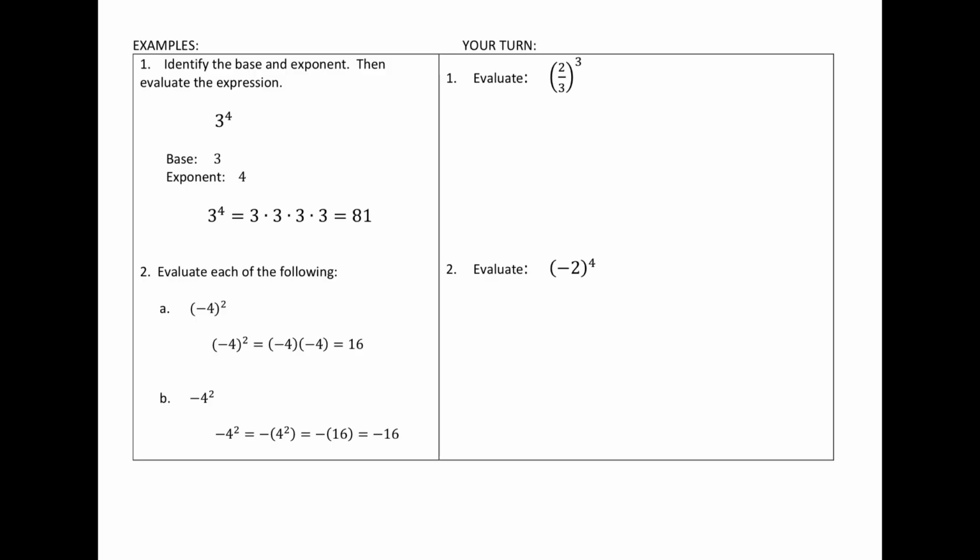Okay, so here we go. Identify the base and the exponent and then evaluate. Base is the 3, exponent's the 4. You can see that. And we did this one on the other page anyway. So 4 3's multiplied together, and then you multiply them and you get 81.